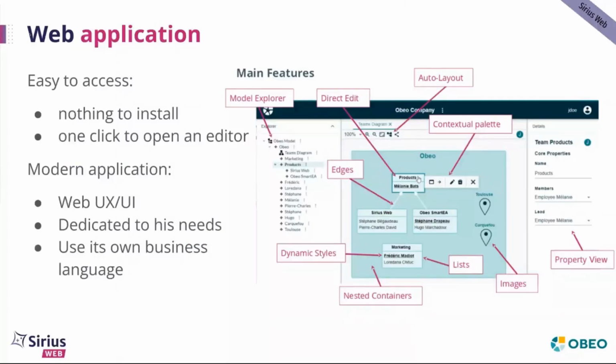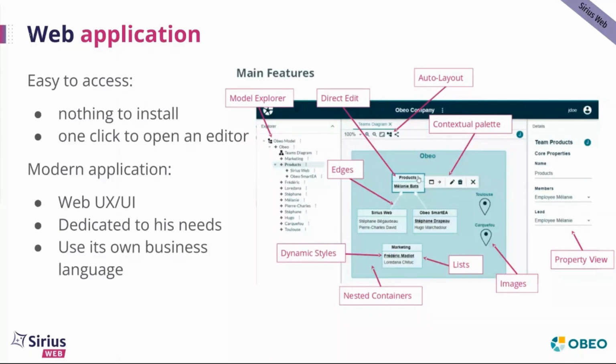When an end user works with an application based on Sirius Web, he will notice the following aspects. First, easy access. The application does not require any installation, allowing users to access it seamlessly. With just a single click, they can open an editor and begin working. Second, they will notice the modern application. The user interface and user experience are designed for the web, providing a contemporary and intuitive interface. The application is tailored to meet the specific needs of the user.